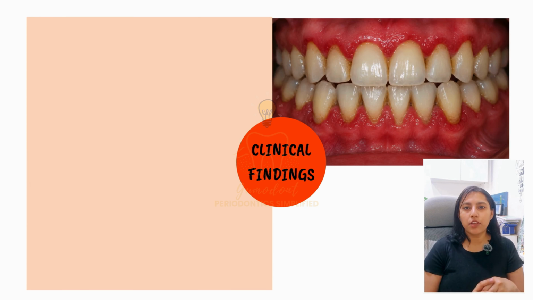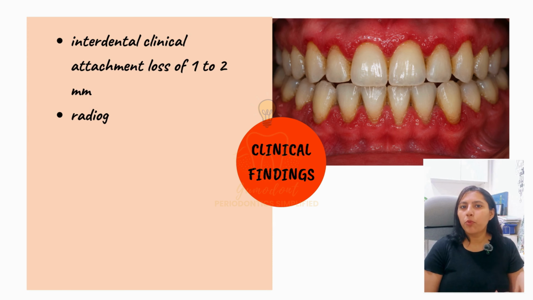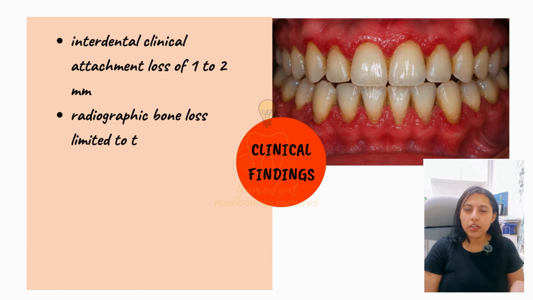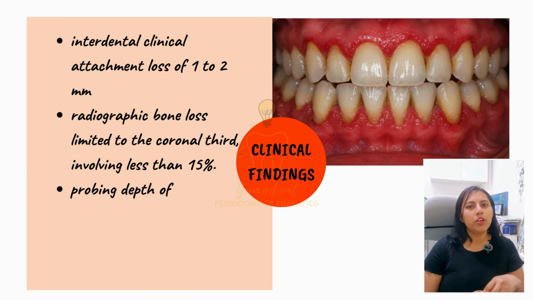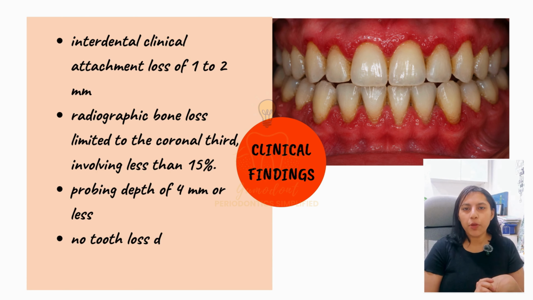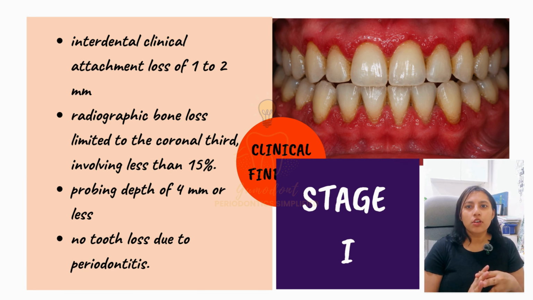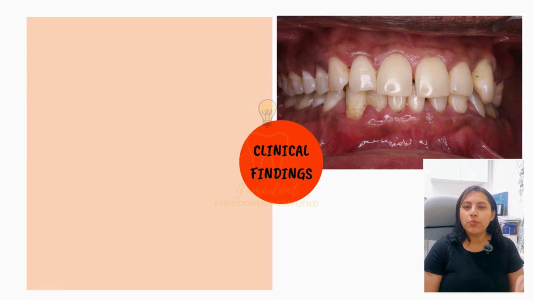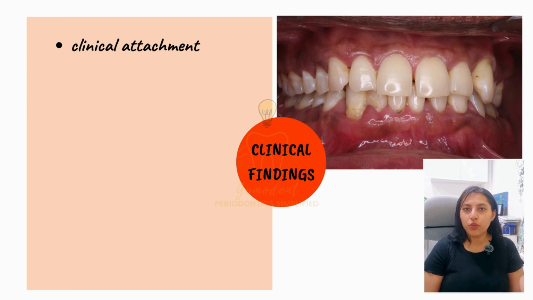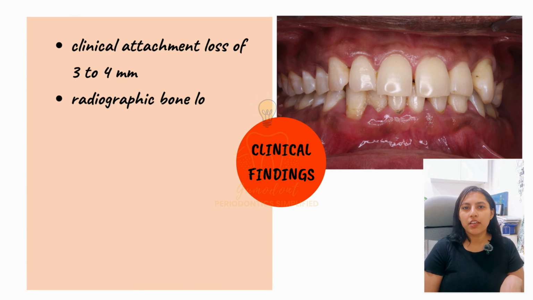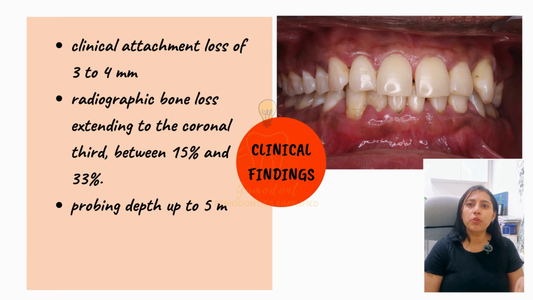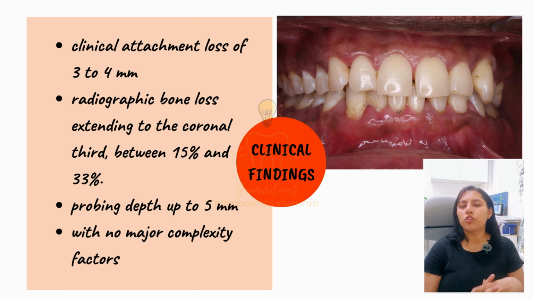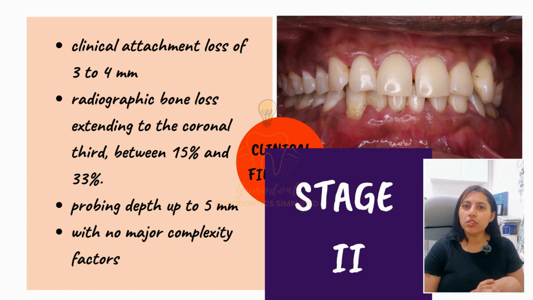Suppose a patient presents with interdental clinical attachment loss of 1 to 2 mm, radiographic bone loss limited to the coronal third involving less than 15% and probing depth of 4 mm or less, and no tooth loss due to periodontitis. This corresponds to stage 1. Now another patient presents with clinical attachment loss of 3 to 4 mm, radiographic bone loss extending to the coronal third between 15 to 33% and probing depth up to 5 mm with no major complexity factors. This corresponds to stage 2.